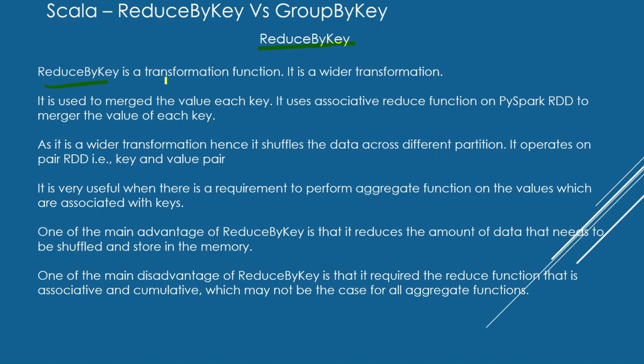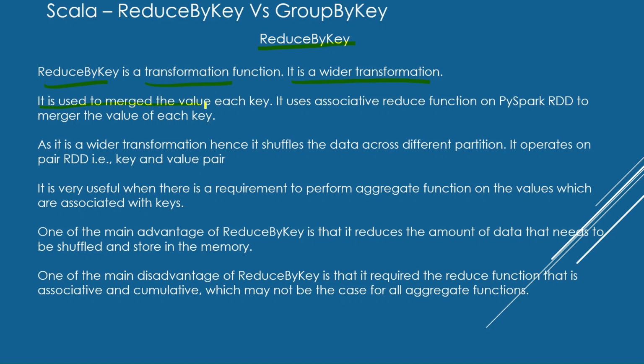So reduceByKey is a transformation function. It is a transformation function, or we can say a wider transformation function. Whenever you are going to perform any kind of transformation on an RDD, we can use the reduceByKey function. It is a wider transformation, which means data will be shuffled across executors. But the good part in reduceByKey is that shuffling of data takes place at the last stage of transformation.